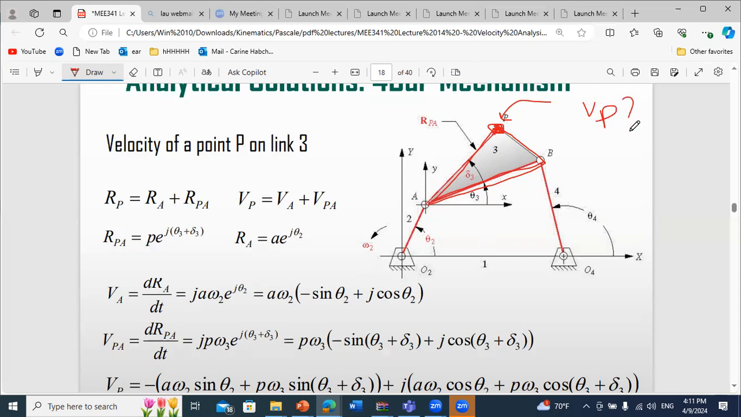And then all you have to do is to say that P is a point on the coupler. And now I know the angular velocity of my coupler, omega 3. So I can relate Vp to any other point of the coupler for which I know the velocity, which can be either A or B. Because when you know the value of omega 2, which is given, you can easily solve for the velocity of A. Velocity of A is perpendicular to link OA, and in magnitude, it's equal to OA times omega 2.